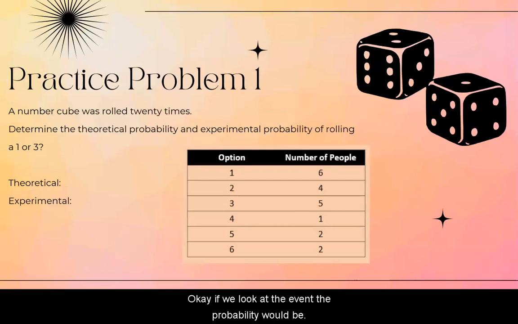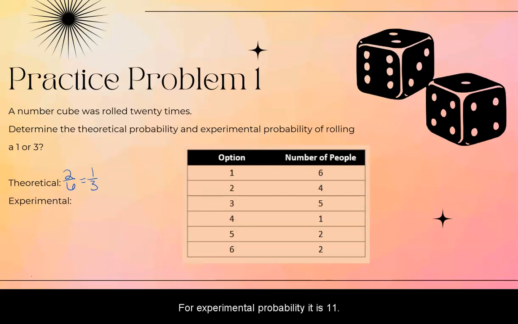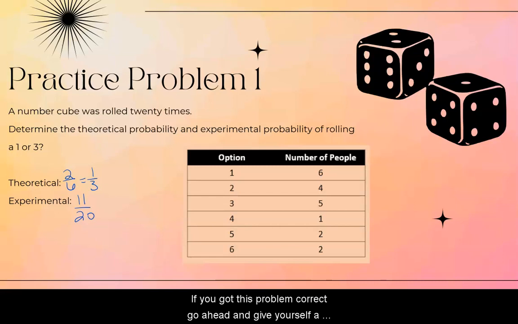Okay, if we look at theoretical, the probability would be 2 out of 6. But we have to stop and simplify, which gives us 1 out of 3, or 1/3. For experimental probability, it is 11 out of 20, or 11/20, which cannot be simplified. If you got this problem correct, go ahead and give yourself a high five. And let's move on to the next practice problem.